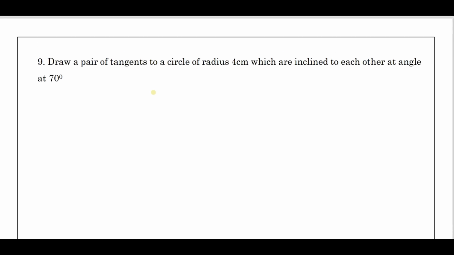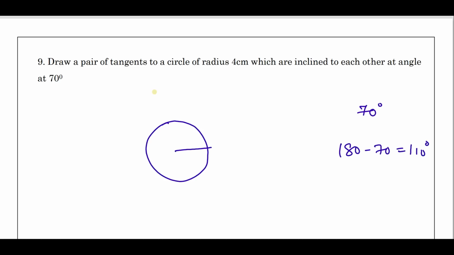Next, important construction: draw a pair of tangents to a circle of radius 4 cm which are inclined to each other at an angle 70 degree. First you will draw a circle of radius 4 cm. Here what is the angle they have given? The angle between the tangents is 70 degree. Now 180 minus 70 is what? 110. Now draw 110 degree.